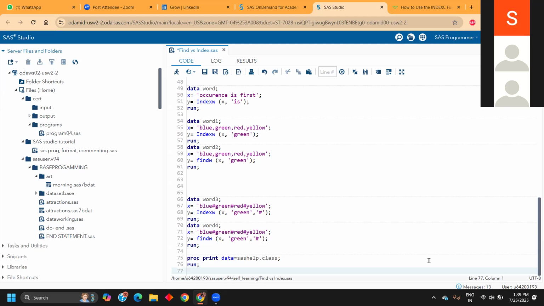There are multiple ways. Just think about it. But I want you to use FIND or INDEX, whichever you're comfortable with.